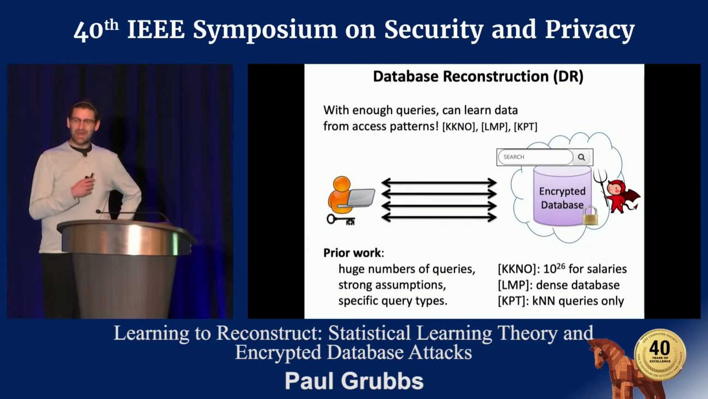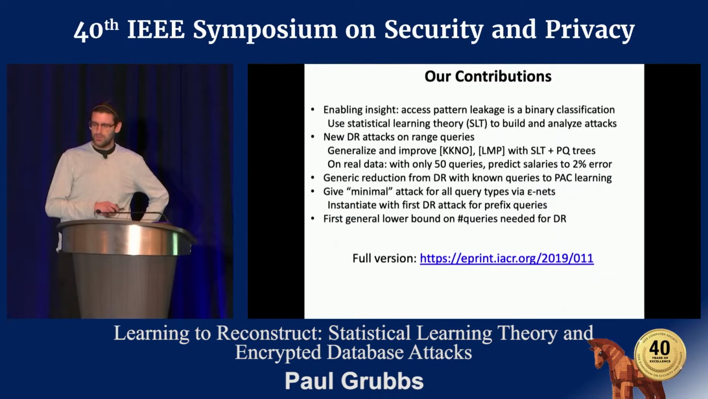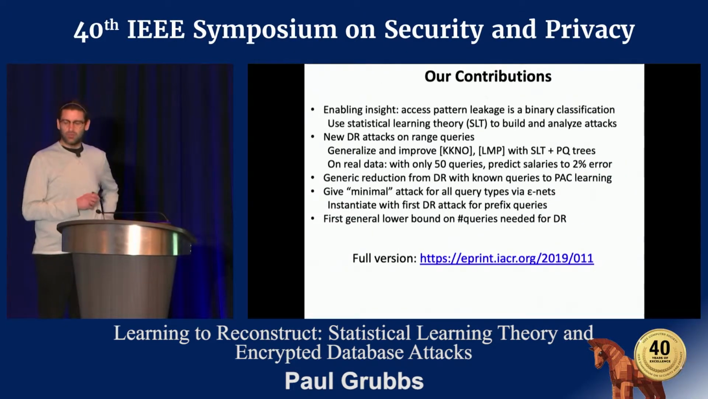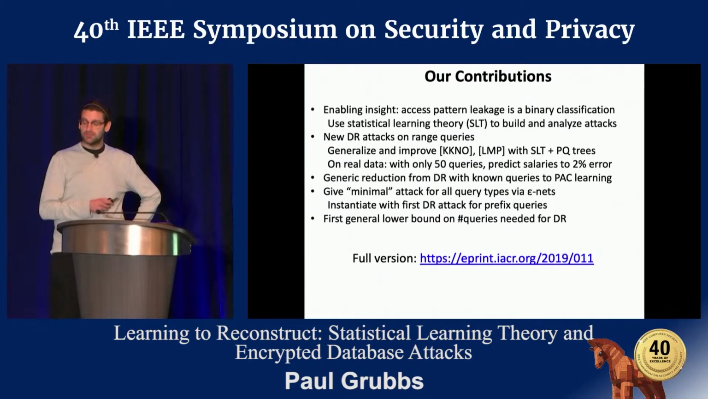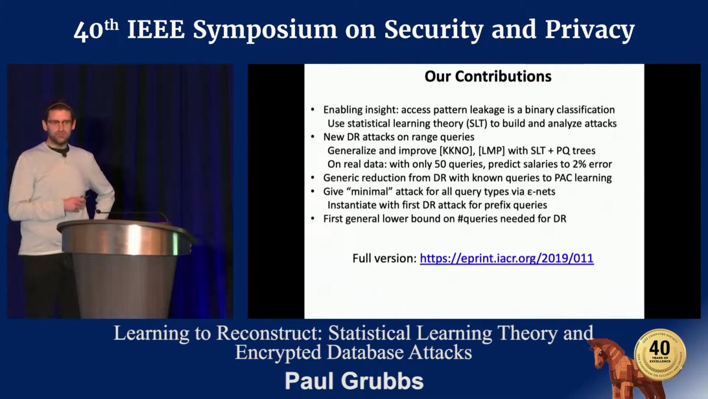So to get attacks that use fewer queries, make weaker assumptions, and maybe even work for any query type, some new ideas are needed. The meta contribution of this work is the insight that access pattern information is a binary classification in the machine learning sense. With this, we develop a correspondence between ideas from statistical learning theory, such as VC dimension and PAC learning, and leakage from encrypted databases. We use these ideas in two ways.